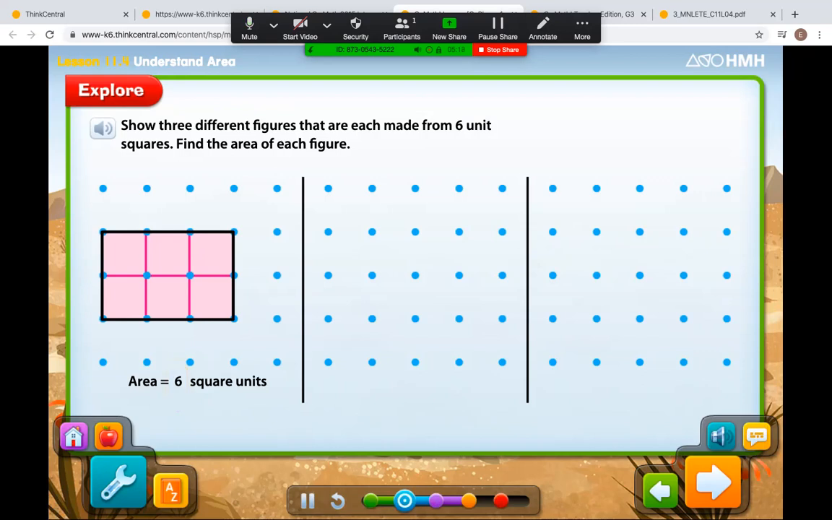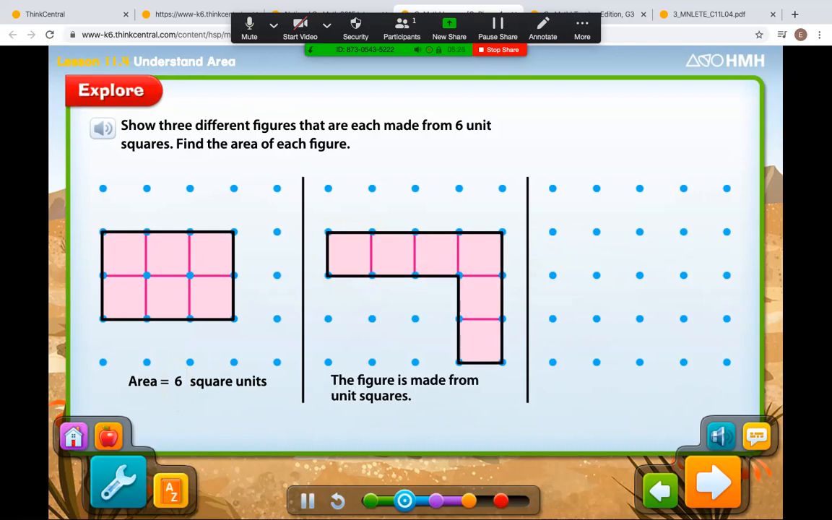Now click the square to make another figure. Let's see. How many unit squares make up the figure? 1, 2, 3, 4, 5, 6. The figure is made from 6 unit squares. What's the area of the figure? 6. The area of the figure is 6 square units.